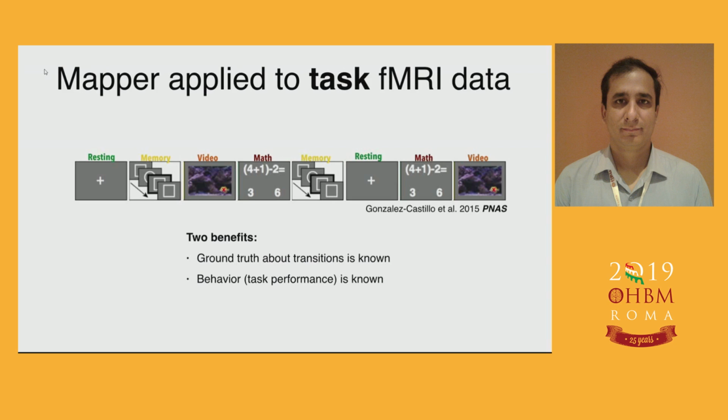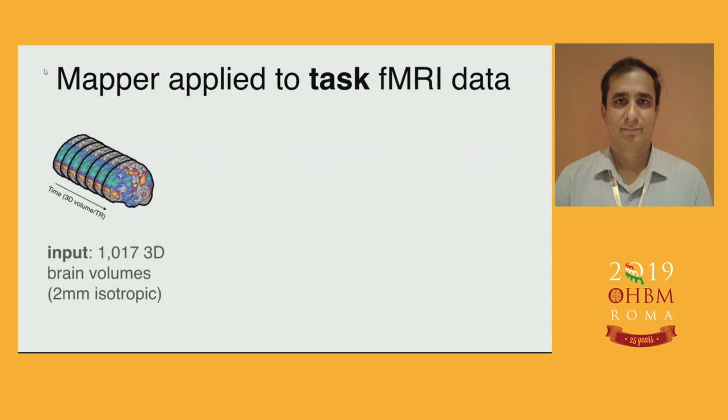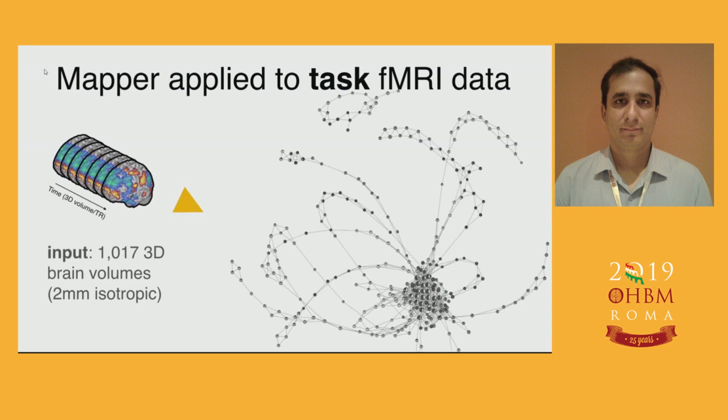We first apply it to task fMRI data, just to see whether it works. This is data from Peter Bandettini's lab, where they collected a bunch of quick, 3-minute-long tasks as part of a big continuous multitask experiment. A good thing here is we know precisely when the transitions are supposed to happen, when it goes from one task to the next. And we also know the behavior at every single step, so we try to predict that. So this is how it looks.